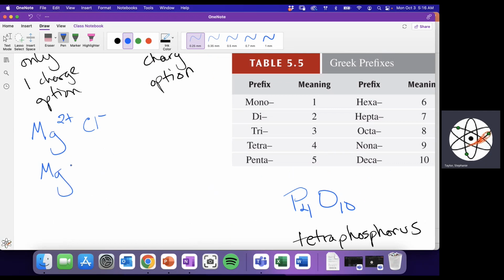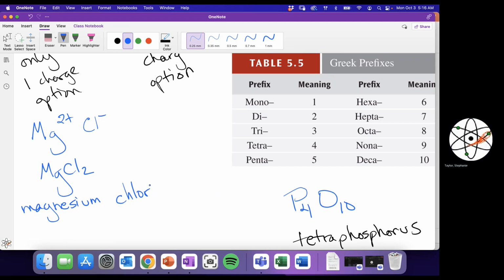So this compound would look like this. And to name this, all we do is we're going to name the metal, which again is hanging out on the periodic table. So you can absolutely spell magnesium correctly. And then we do have to change this part because just like we did for nonmetals, whereas the original element is chlorine, I-N-E, the new one is going to be chloride, I-D-E. So there's only one charge option. You just name them. That's it. When the anion gets IDE.